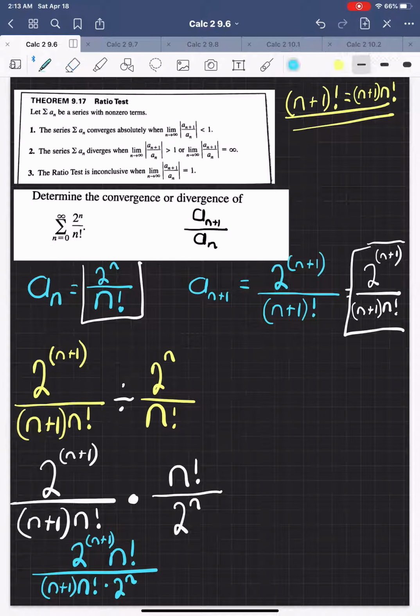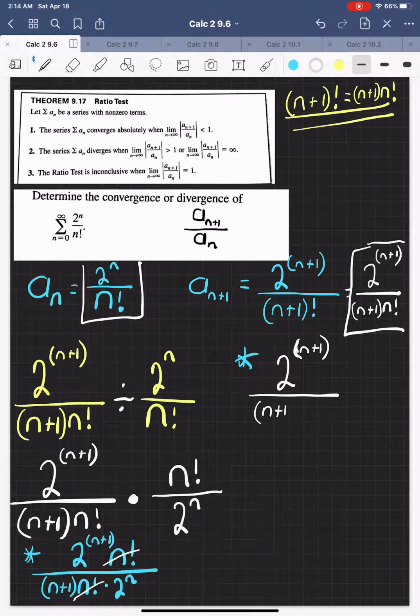And now, go ahead and follow me up here. I'm going to cancel the obvious. I'm going to cancel the n factorials. And let's see what that looks like. So the only thing that would be left now would be 2 to the power of n plus 1 over, well, I have n plus 1 times 2 to the power of n.